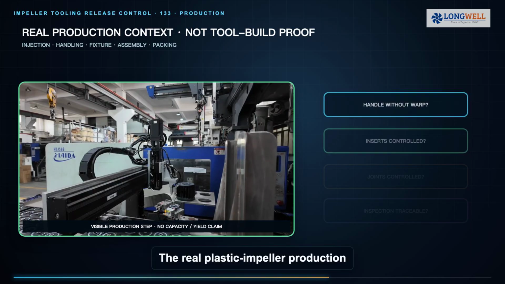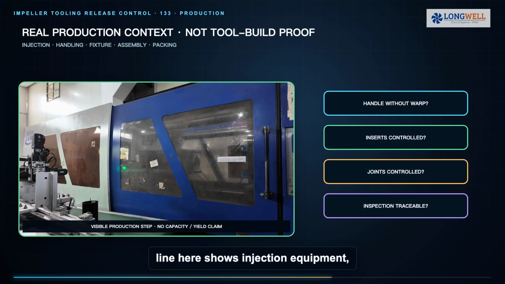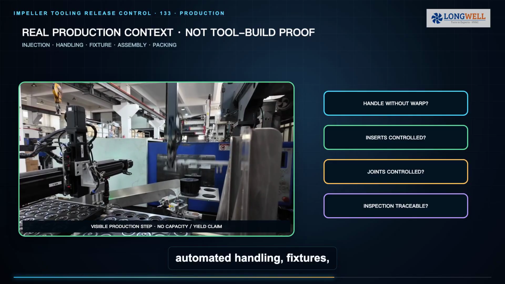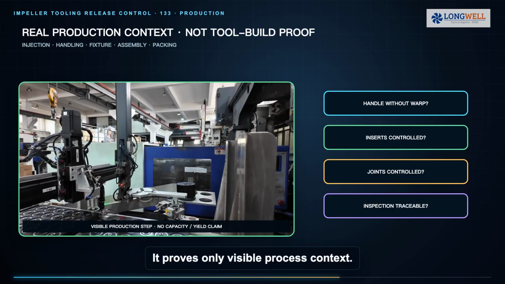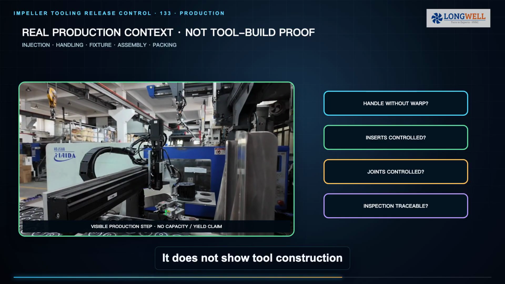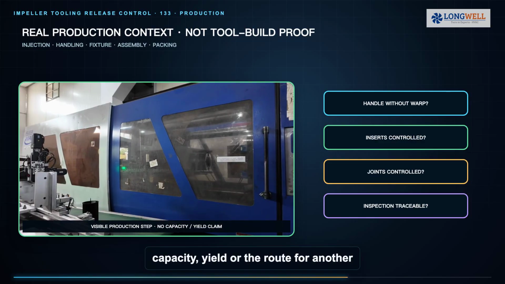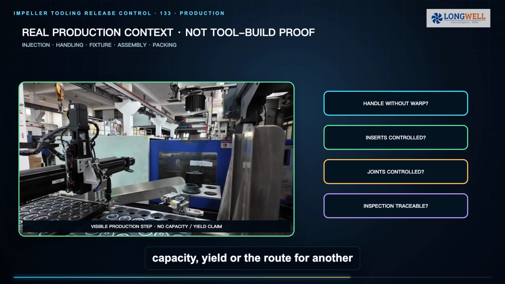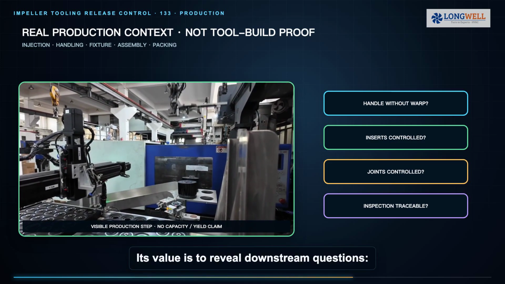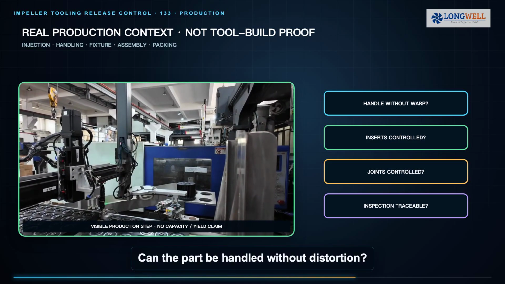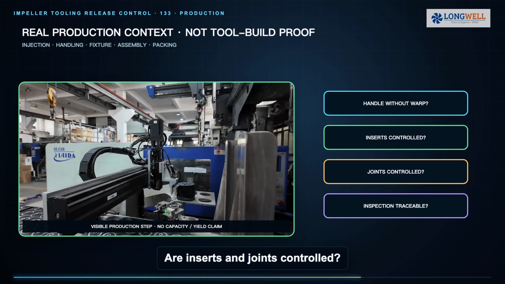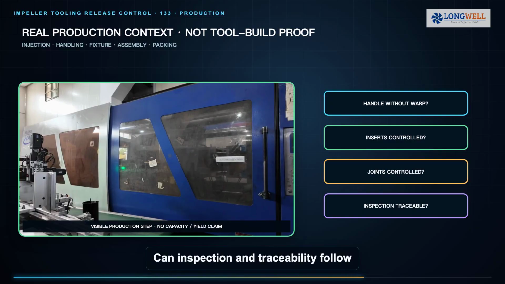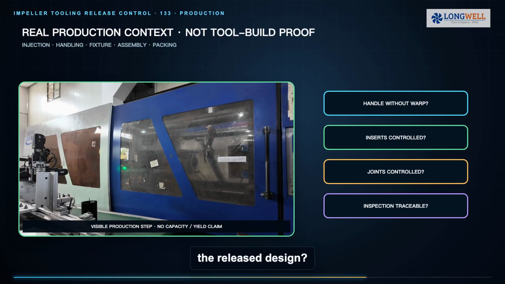The real plastic impeller production line here shows injection equipment, automated handling, fixtures, assembly, and packing. It proves only visible process context. It does not show tool construction and cannot establish cycle time, capacity, yield, or the route for another impeller. Its value is to reveal downstream questions. Can the part be handled without distortion? Are inserts and joints controlled? Can inspection and traceability follow the release design?